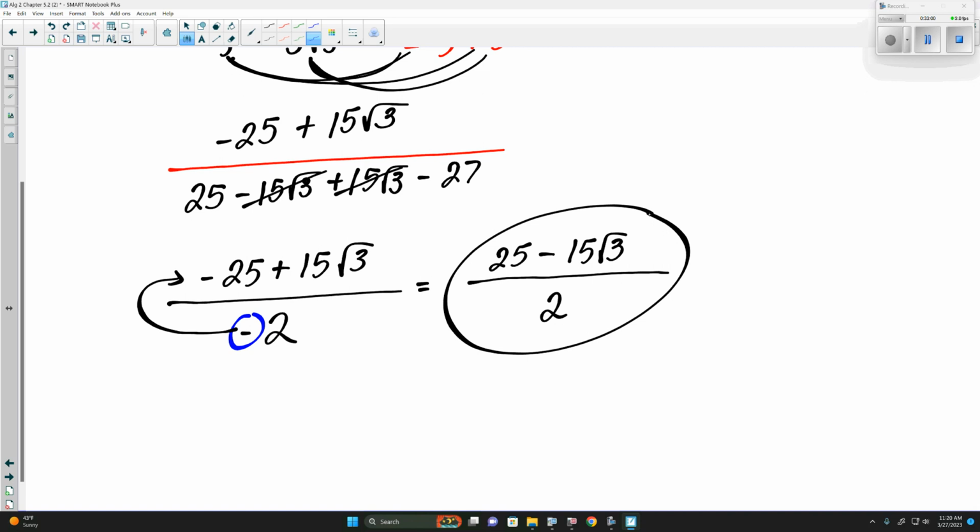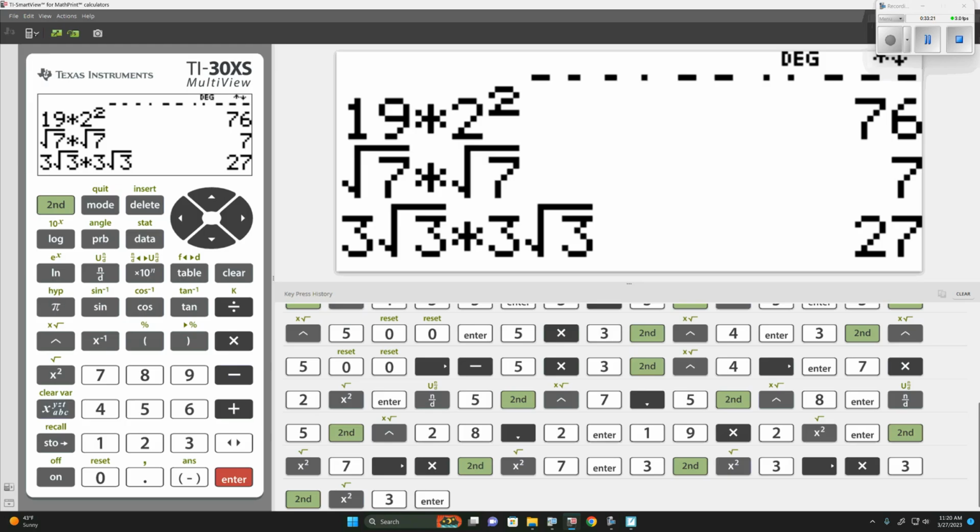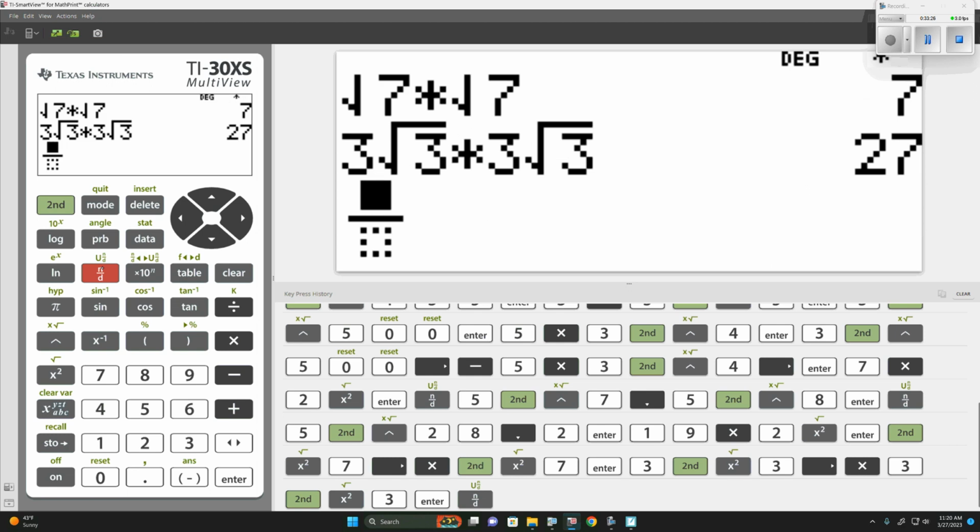Let's look at one more before we are finished for today. So the last one we'll look at. This one doesn't look too bad. Let's look at this one here. 4 over the square root of 2 minus 5 square root of 3. So what would we multiply top and bottom by? Square root of 2 plus 5 square root of 3, yes?